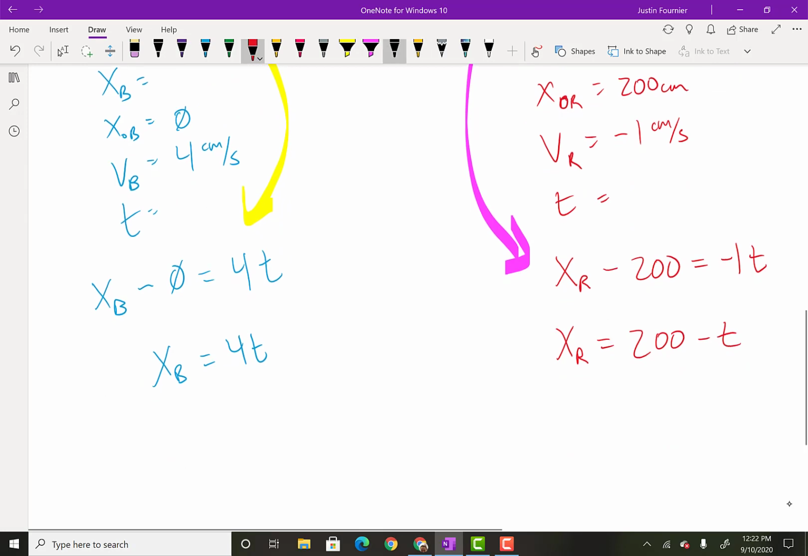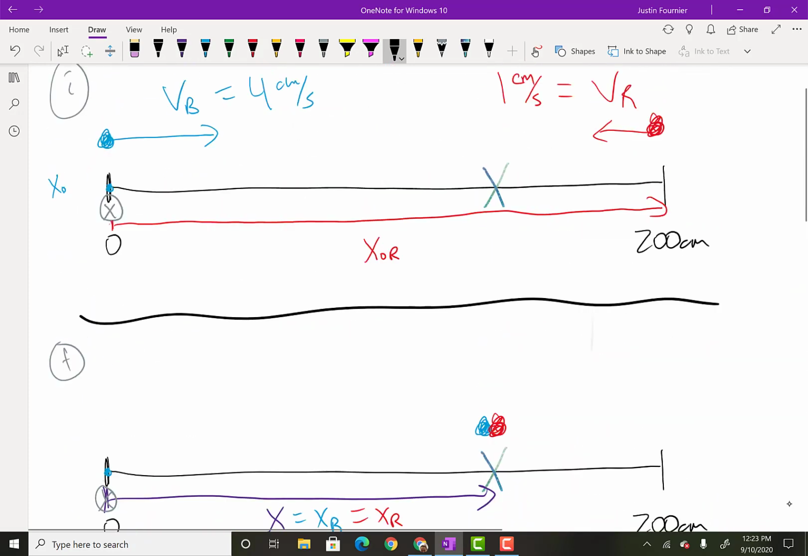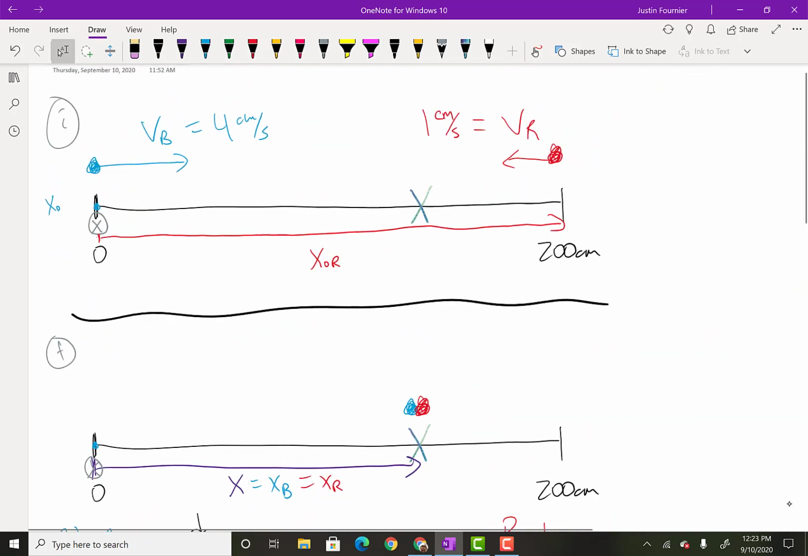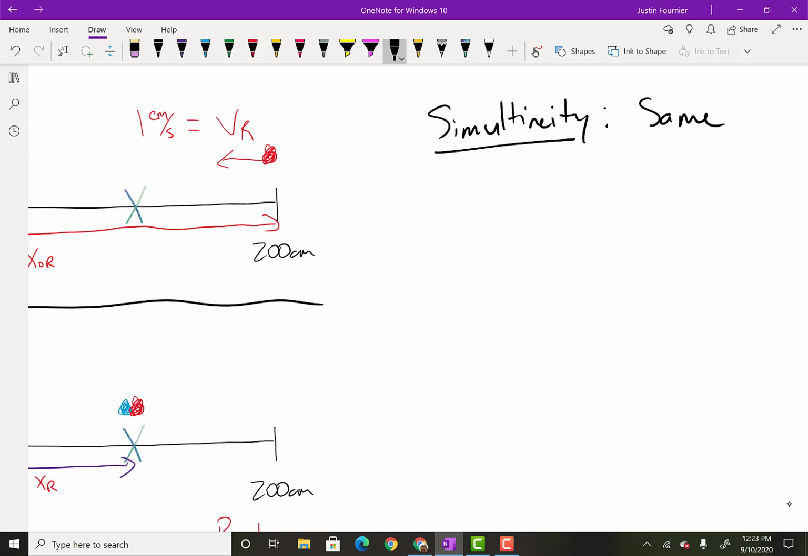So now I got these two equations, and I want to figure out how do I relate these two equations, right? Because if you got two unknowns, you can solve with two equations. So let's see if I can do that. Because this is, again, what we call a simultaneity problem. And simultaneity means you're at the same point at the same time.